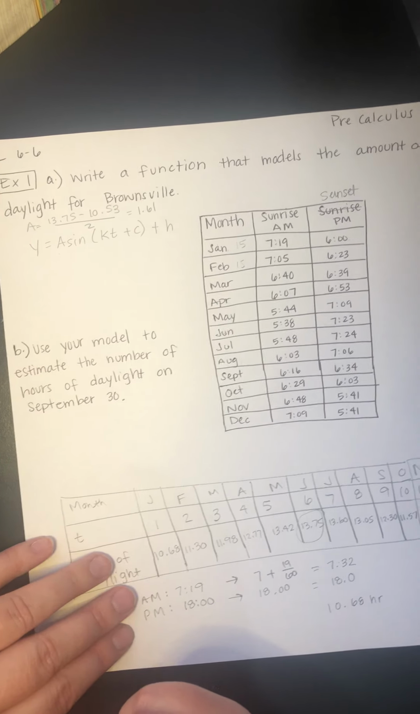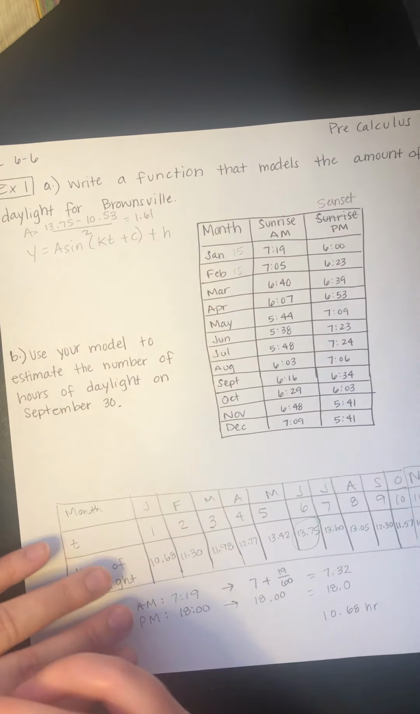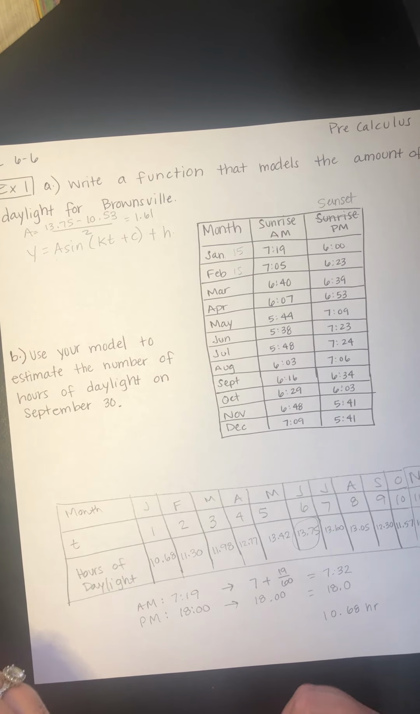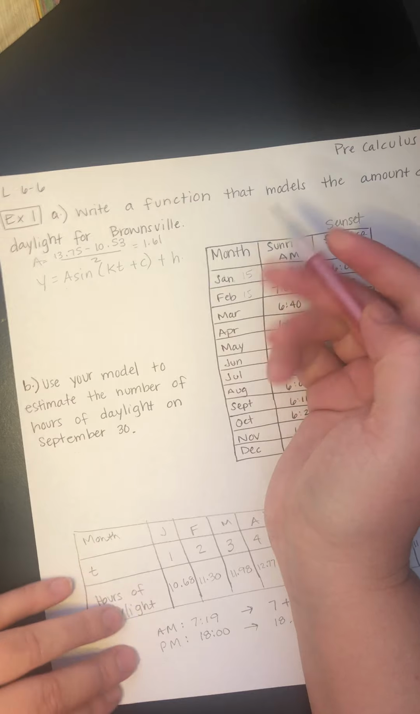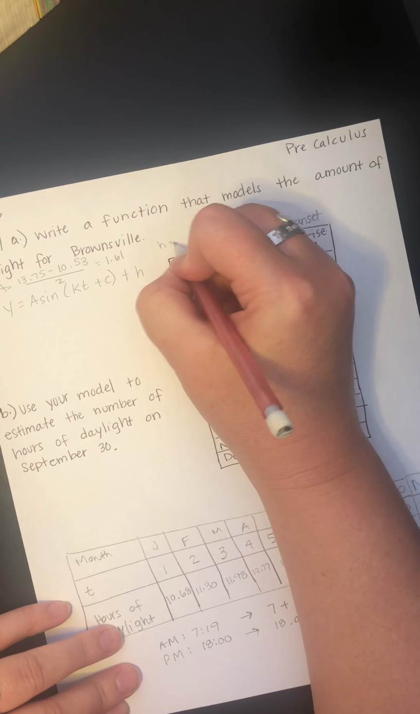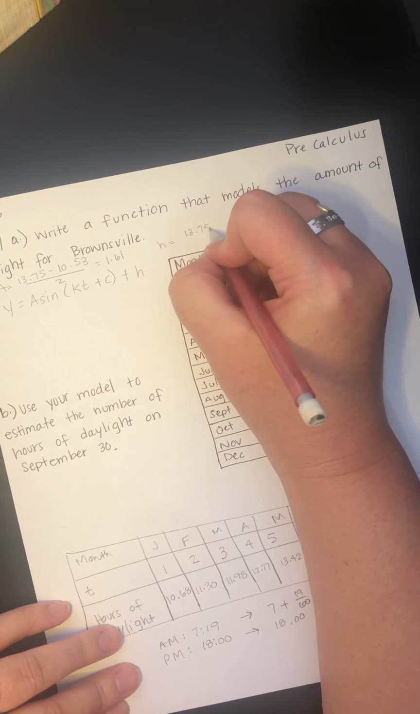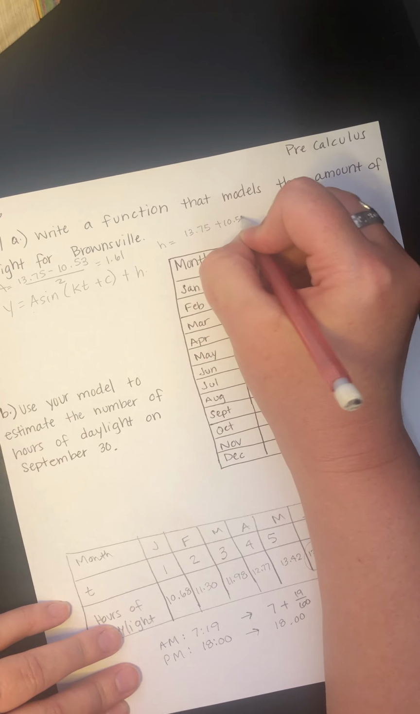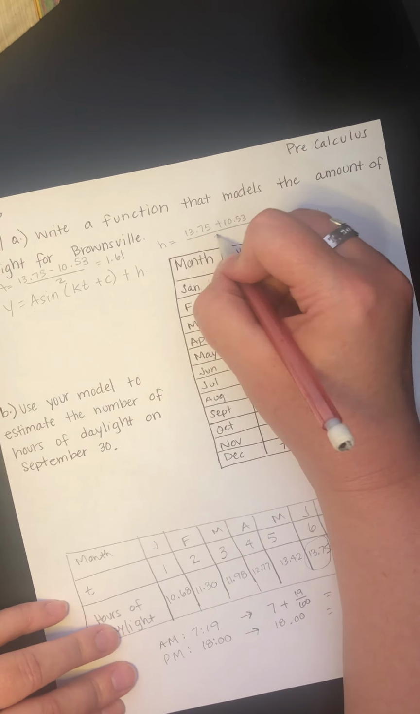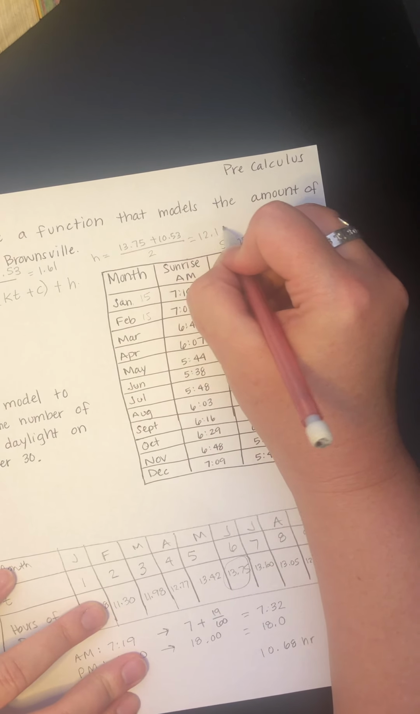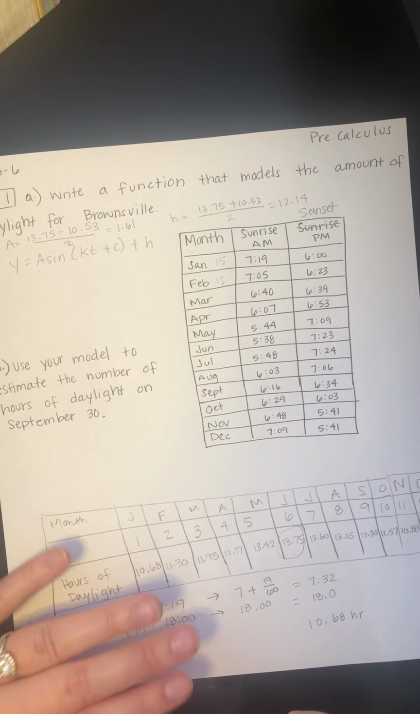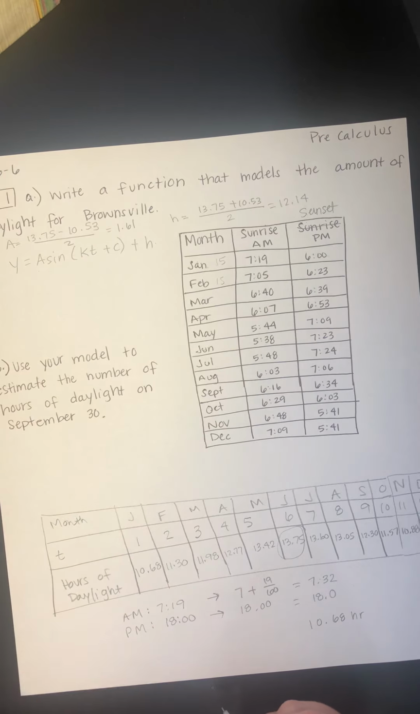To find H right here, you're going to add the greatest value and the least value. So now you add these two and divide it by 2. So that's going to be H. If you add the most amount of sunlight and the least amount of sunlight, divide it by 2, you're going to find H, which is 12.14.